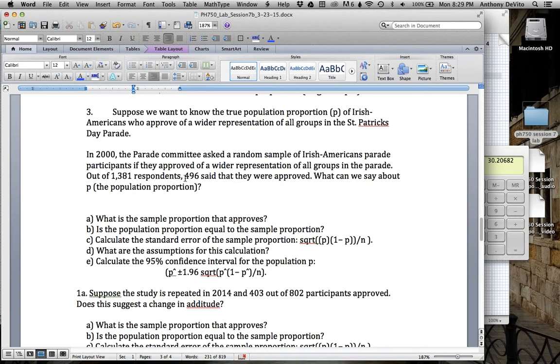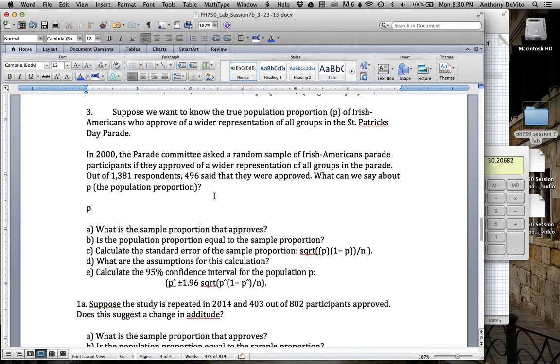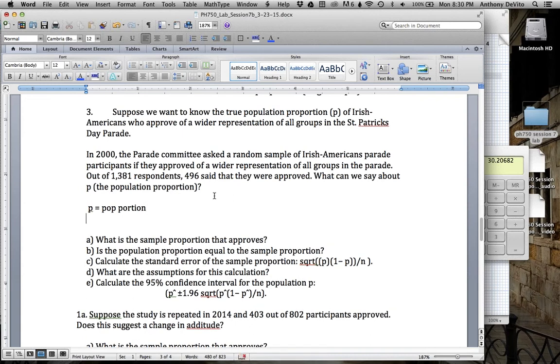Now, we know that 496 out of 1,381 said that they approved. Okay, so now what is the p-value? We don't know the p-value. We usually use the term p to represent the population proportion. We don't know that. We didn't sample the entire population of Irish people in New York. Okay, so what we know is p-hat.